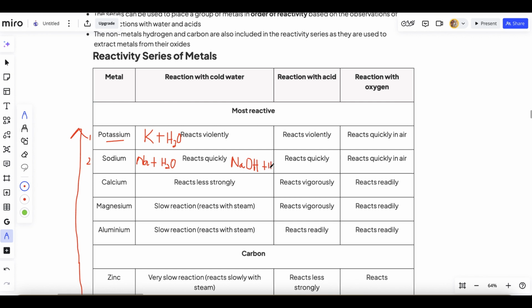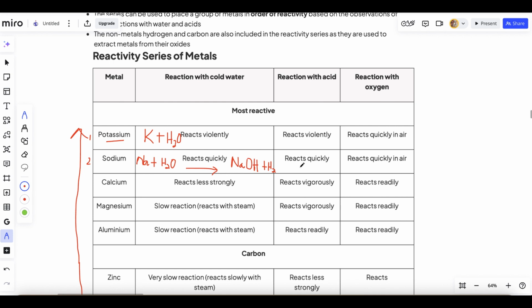Now this is a gas. Sodium hydroxide is aqueous. The hydrogen gas is a gas, and this is aqueous, and so on and so forth. So you can balance the equation, and these are the symbols that show the reaction.